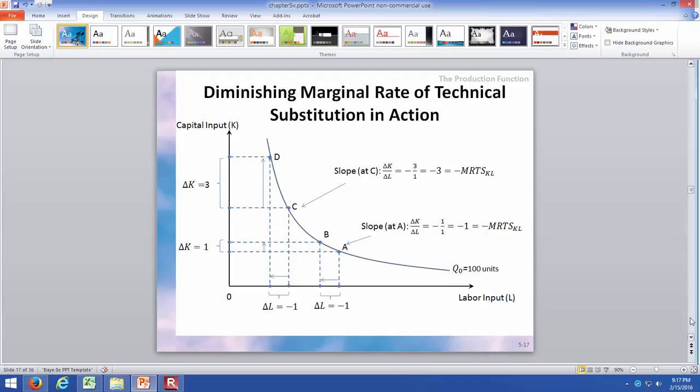Okay. Now let's look at this example. Here we have diminishing marginal rate of technical substitution. Delta K over delta L, in this case, would be minus 3, and delta K over delta L at this point is minus 1. So that's what we see here regarding the marginal rate of technical substitution.